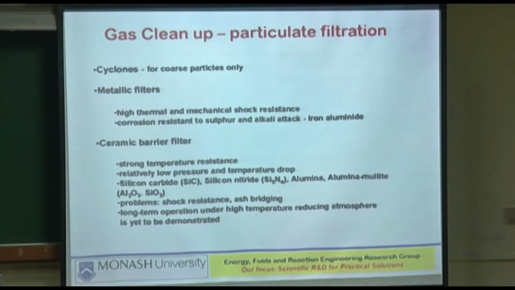They result in relatively low pressure and low temperature drop. So that's the positive. And what are those ceramics? They are silicon carbide or silicon nitride or alumina or alumina mullite. Mullite is silicon, so aluminosilicate essentially. So all sorts of materials for ceramic candles have been available.